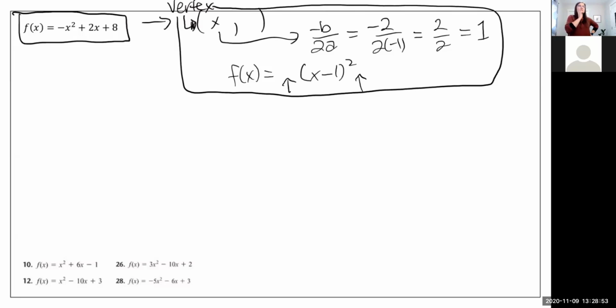But let's see what else you can identify. Don't use a graphing calculator, but just, are there any other pieces of information that just by looking at this example, hopefully you see it, it's a little small, I know, -x squared plus 2x plus 8. Are there any other pieces of information you can tell me about what the graph might look like?